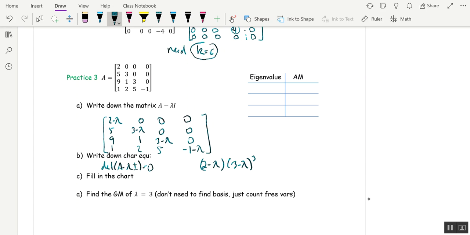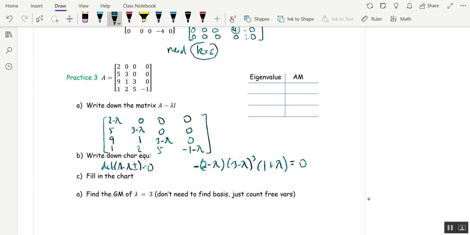And what I'm going to do, instead of writing negative 1 minus lambda, I'm going to factor the negative 1 out and put it here, and then put 1 plus lambda. It's a little cleaner and a little easier to see the eigenvalues that way. So I factored the negative 1 out of that factor. So fill in the chart.